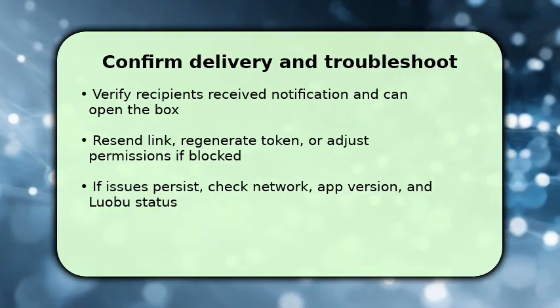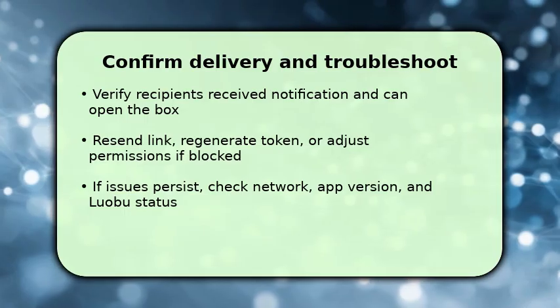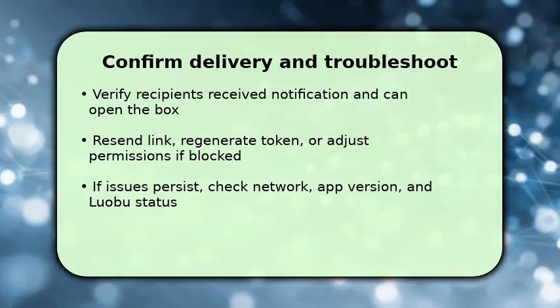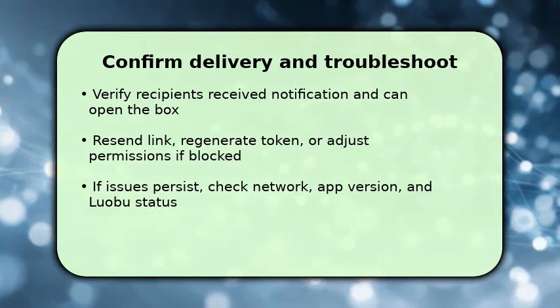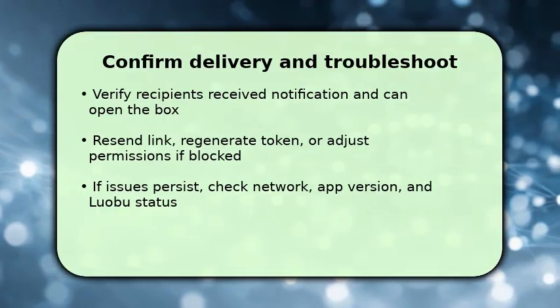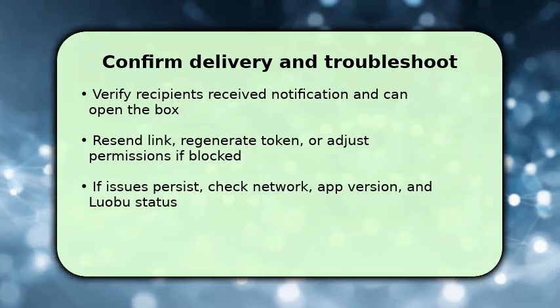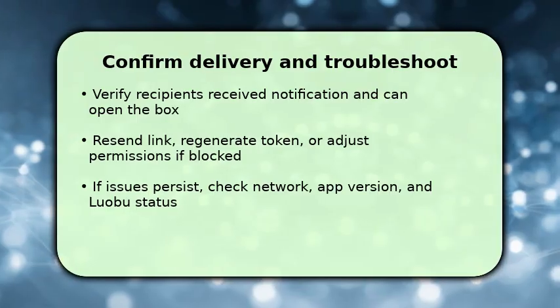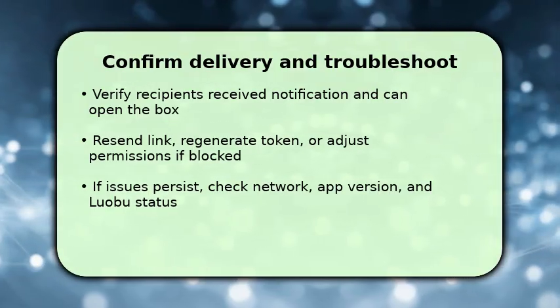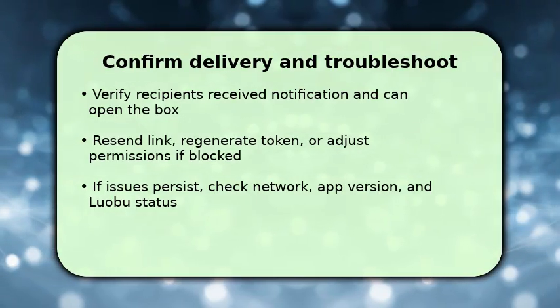If someone can't access it, resend the link, regenerate the share token, or temporarily loosen permissions while you debug. Make sure both parties run the latest Luobu version and have internet connectivity. If all else fails, revoke the share and recreate it. One key troubleshooting tip: if access fails, check expiration and password fields first.